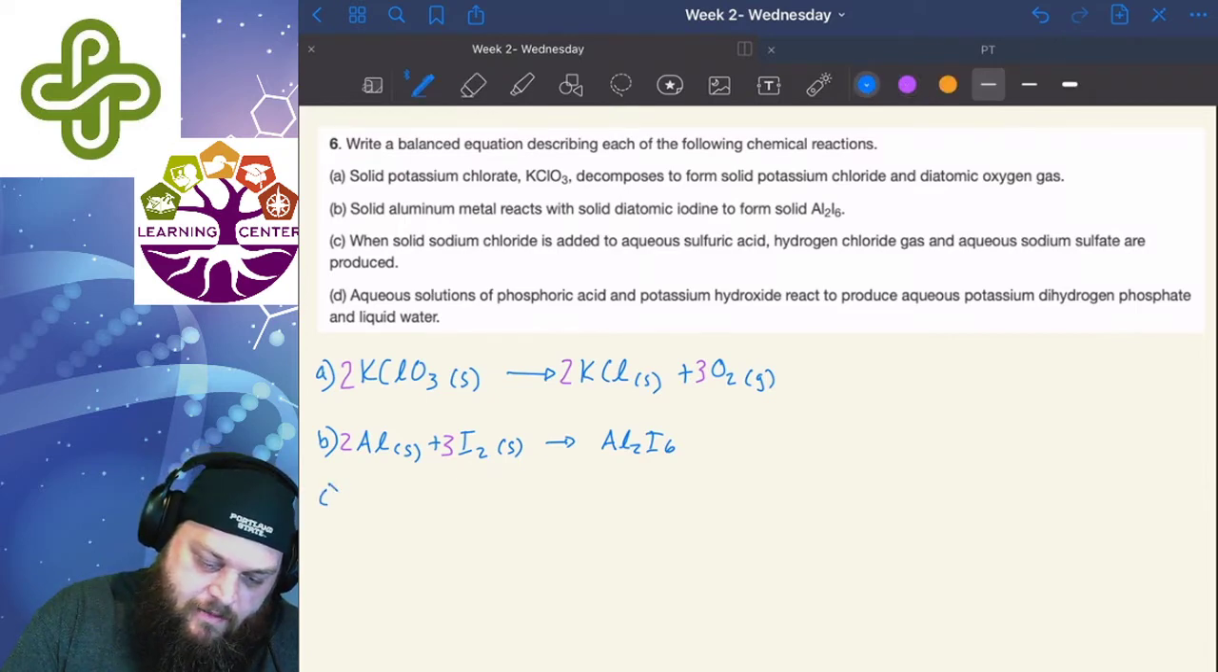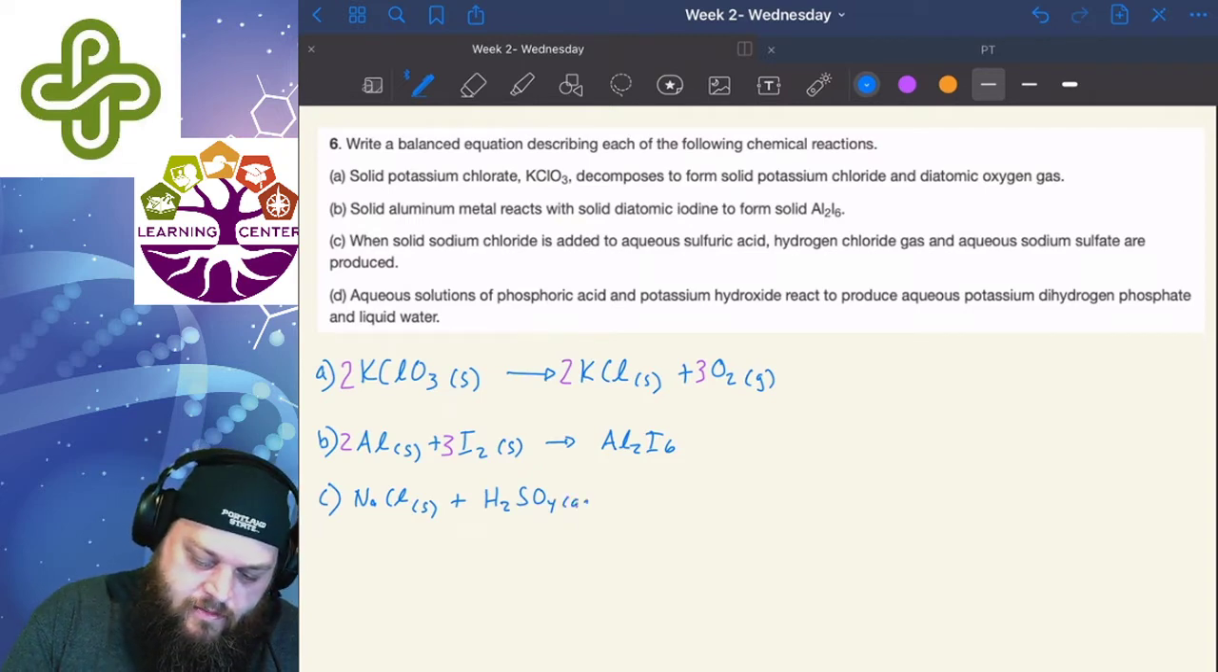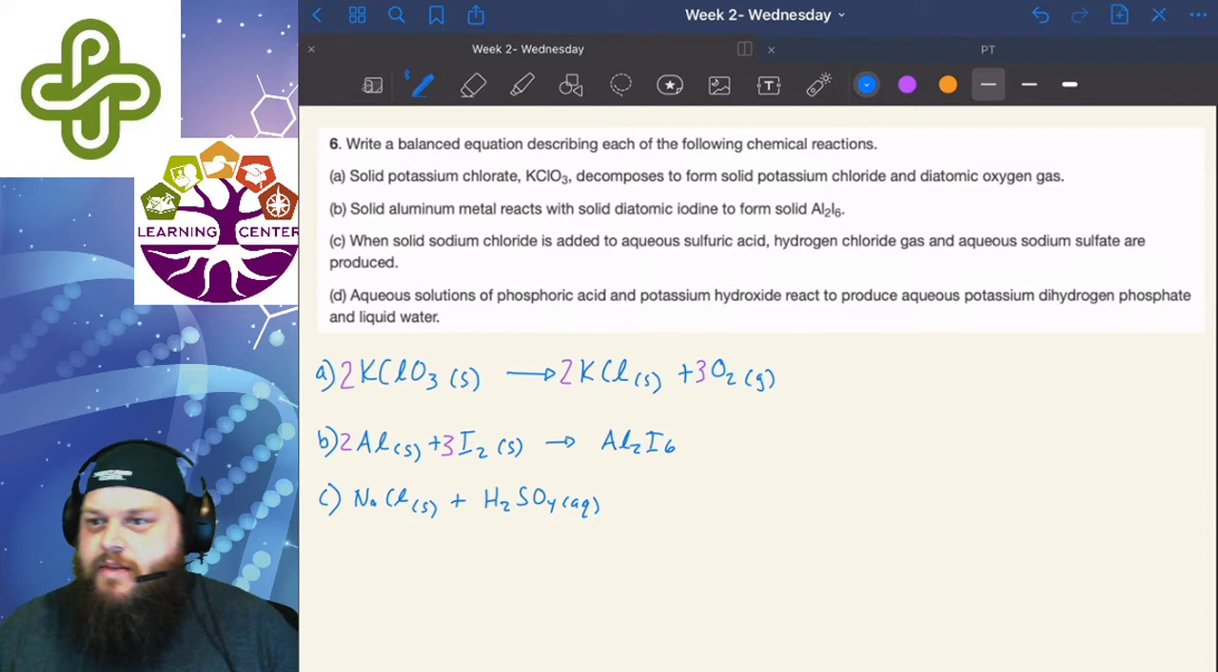Part C, when solid sodium chloride is added to aqueous sulfuric acid. So it's added to sulfuric acid, H2SO4, I believe. Is that right? Yeah, aqueous. Most acids are always aqueous. That makes them an acid.